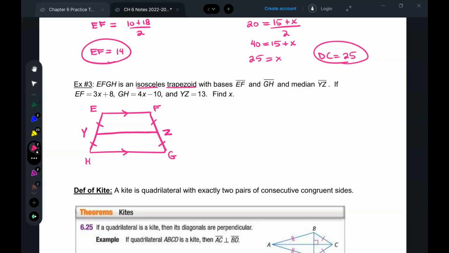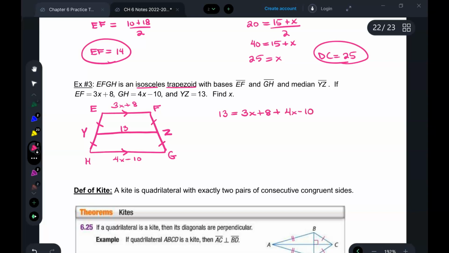Okay, what do we know? X is 4. EF is 3x plus 8. GH is... Okay, how are we going to set this up to solve for x? Add them and divide by 2. Okay, but which one are we adding? 13 equals 3. Oh, yeah. Don't forget, divide by 2.